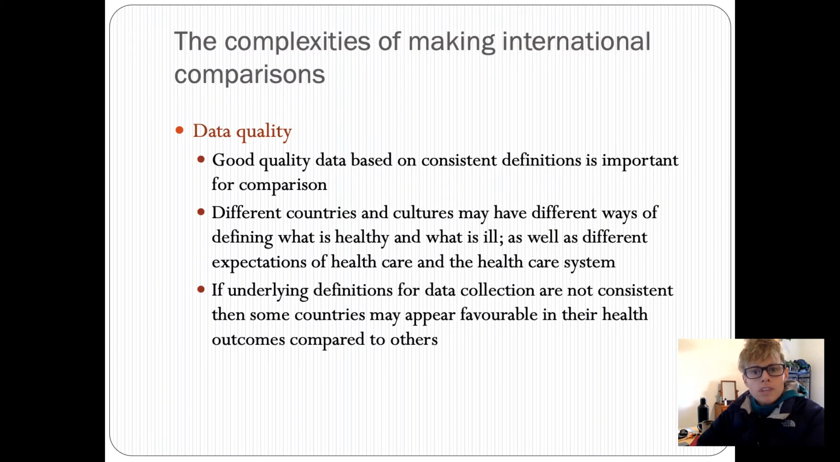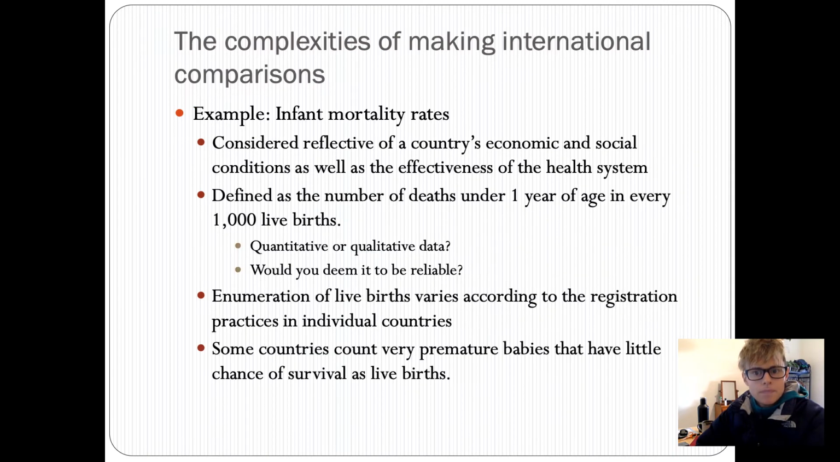We're going to look at the complexities or challenges of international comparison by way of 4 key challenges or key issues. The first pertains to data quality. We need consistent definitions of what is measured in order for comparisons to be made. But as evident from our discussion on culture, different countries may have different ways of defining what is healthy and what is ill, something that is often considered in the field of mental health and mental health research. Without a common or agreed upon definition, comparisons just can't be made.